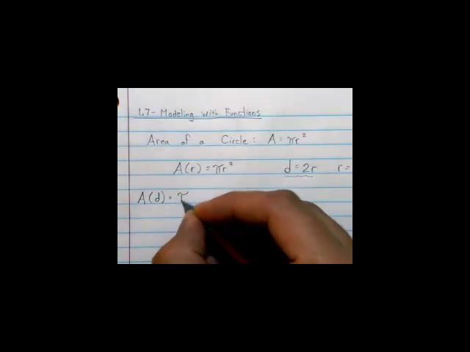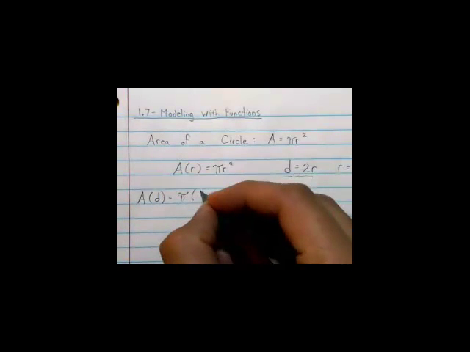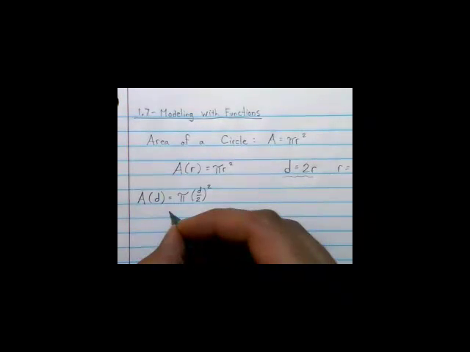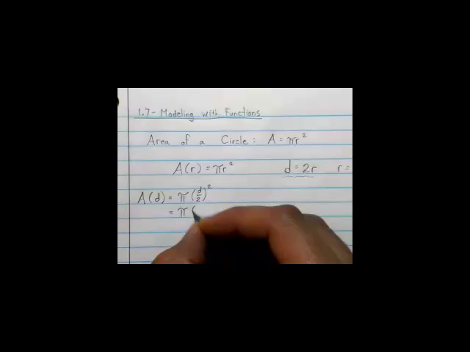So I'd have pi times d over 2 squared. And we can simplify that just a little bit. If we have a fraction and we're squaring a fraction, how do we do that? Square the top, square the bottom. Okay? So this is pi times d squared over 4.